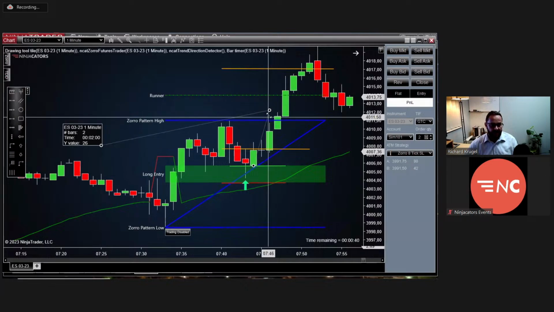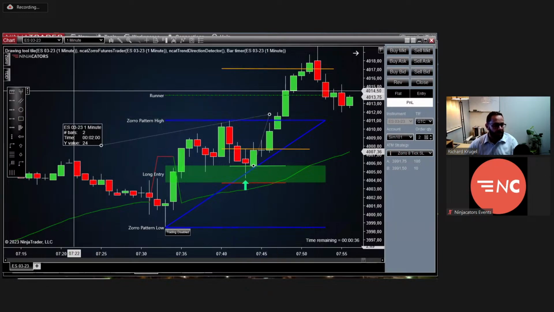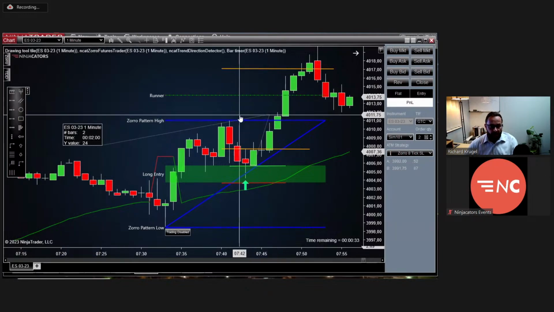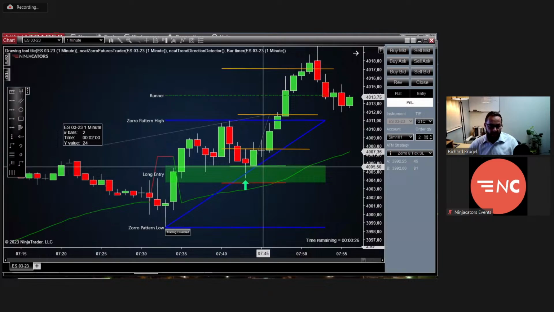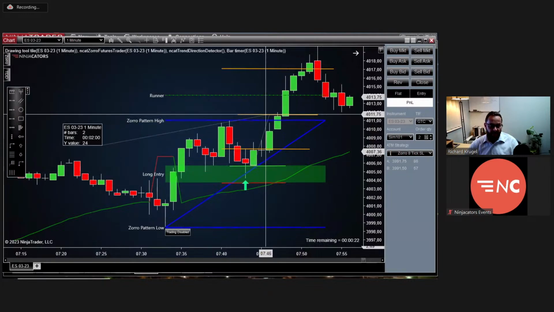So this was 8 ticks. So 8 times 3 would be 24. All right. Let me draw another line in here. Now, once price reaches a 3-to-1, again, 3-to-1 from my entry to stop loss, which was 8 ticks, 24 ticks is a 3-to-1 to the upside.